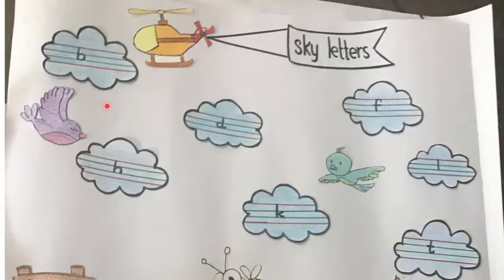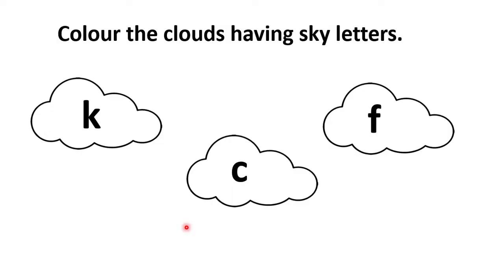Look, you can make some clouds and write sky letters on them. Paste them on a chart paper, just like this. Now look at this activity. You will color the clouds having sky letters. अब आपने देखना है इनमें से कौन कौन से sky letters हैं. K. Is it a sky letter? Yes, it is a sky letter. So you will color this cloud.